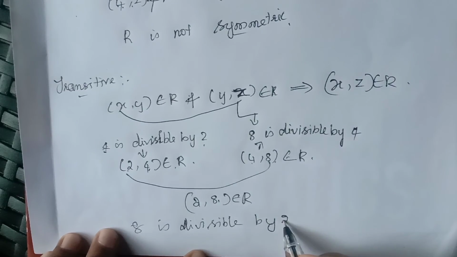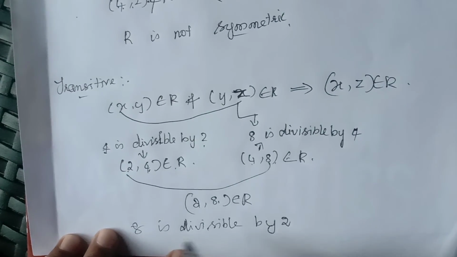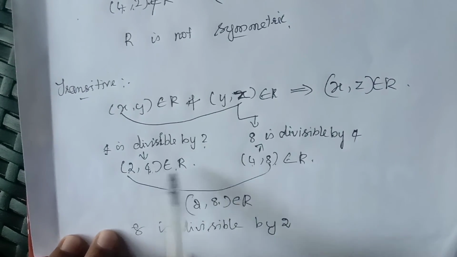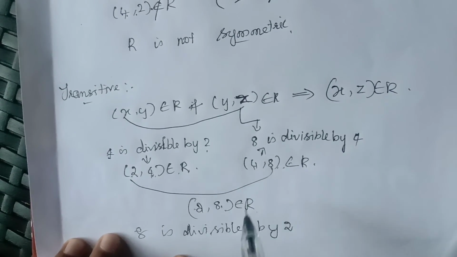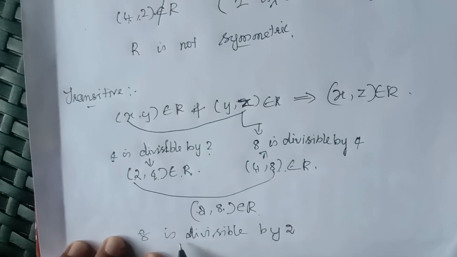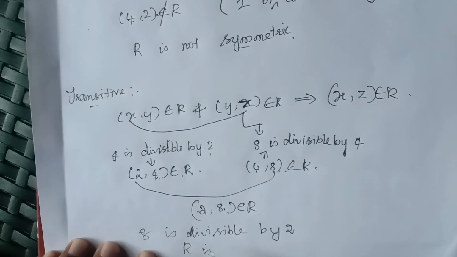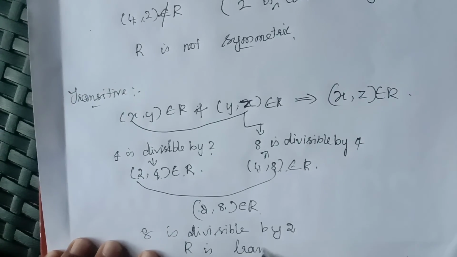Eight is divisible by 2, so (2, 8) belongs to R. (2, 4) belongs to R and (4, 8) belongs to R, and (2, 8) also belongs to R. So R is transitive.